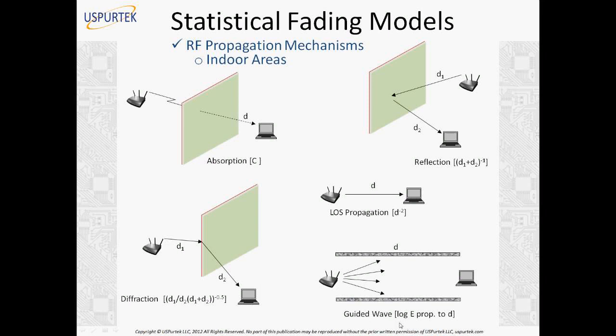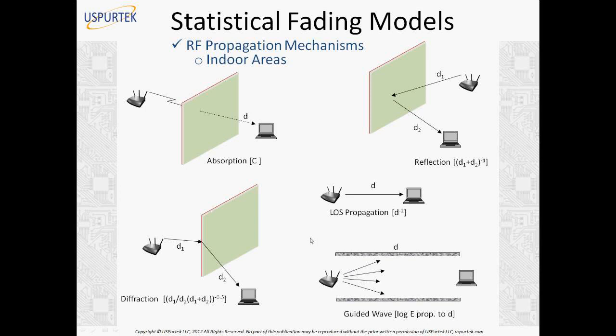And then you could have a guided wave. Now this is a very special case. In a corridor or a hallway or in a tunnel, you get this phenomenon of guided wave. So here the behavior is completely different. Log of E is proportional to D. Now E is the electric field intensity in volts per meter. That is the way it is depicted here.